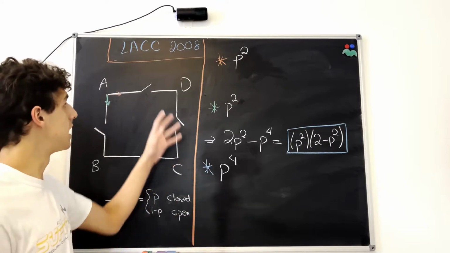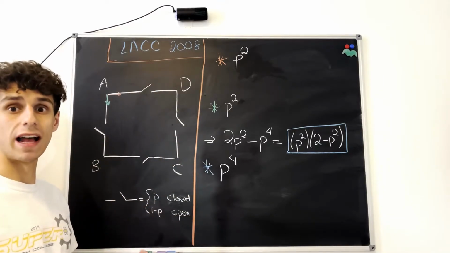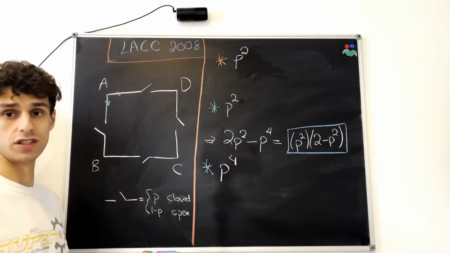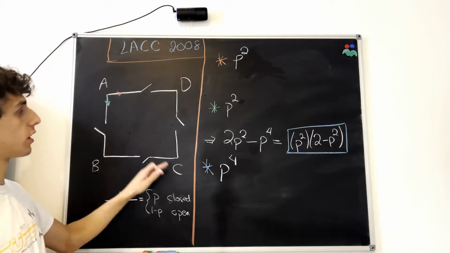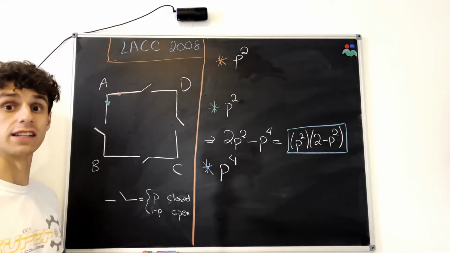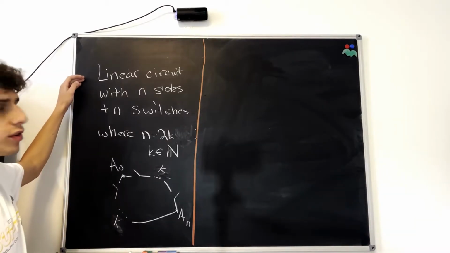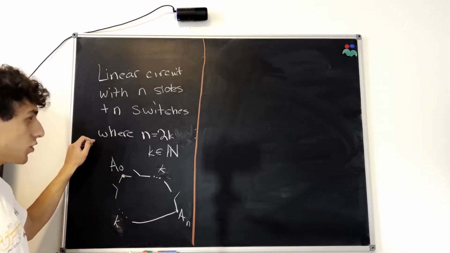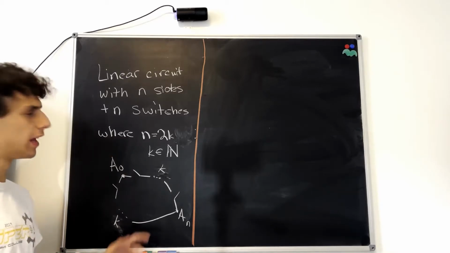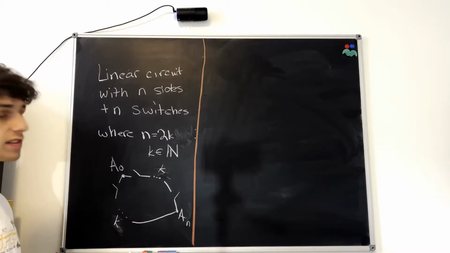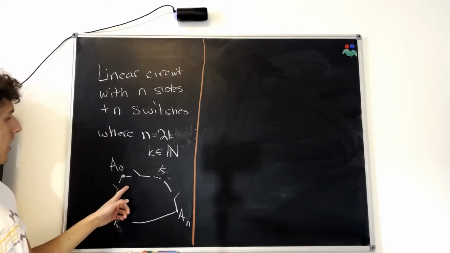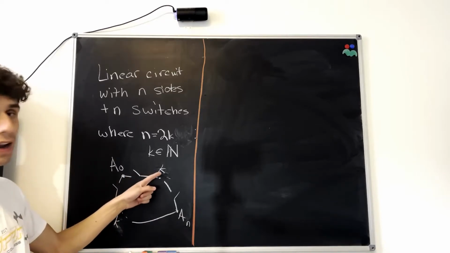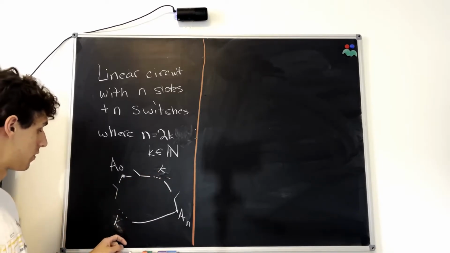Now what I want to do is take this problem and generalize it to an n amount of switches. So let's go ahead and redraw this circuit and I will start doing the math on that on the next board. So here I've drawn a linear circuit with n sides and n switches, where n equals 2k and k is a natural number. In other words, we're working with an even number of sides and switches. And the circuit looks like this, where k switches are on one side of the circuit and k switches are on the other side of the circuit.